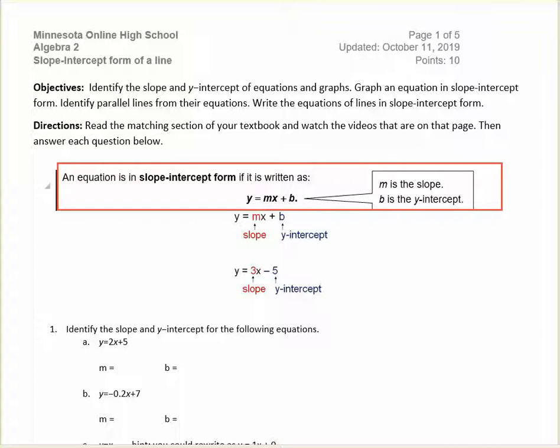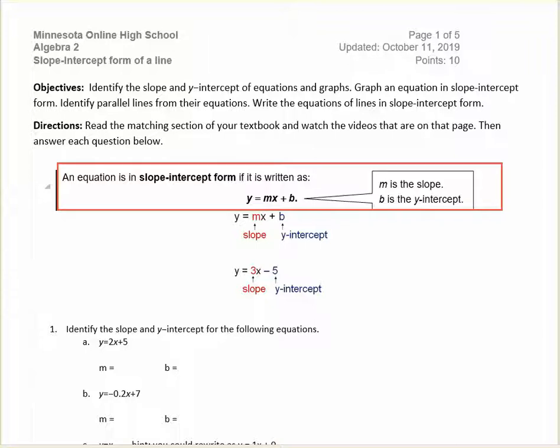So when we have a linear function, that is a line, there's lots of different ways to write it, and one of the ways is called slope-intercept form. If we write it in slope-intercept form, it's y equals mx plus b. m is the slope, and b is the y-intercept. So if, for example, y equals 3x minus 5, the slope would be 3, the y-intercept would be negative 5.